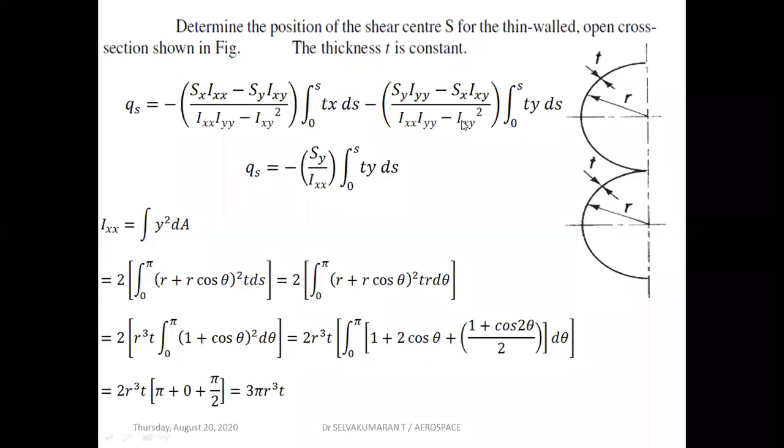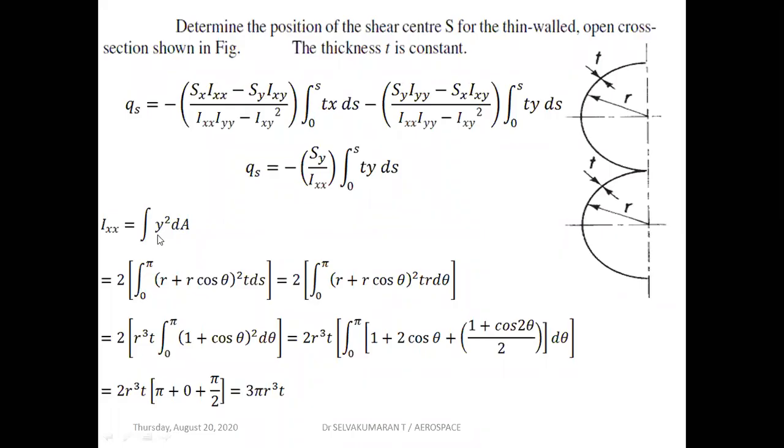Sx is 0. So if you substitute Ixy and Sx as 0 in this expression, the reduced form of the shear flow equation will be qs is equal to minus Sy by Ixx integration t y ds. The first job is to calculate Ixx. Ixx is equal to integral y square dA.